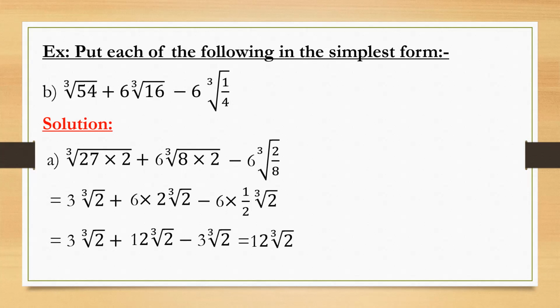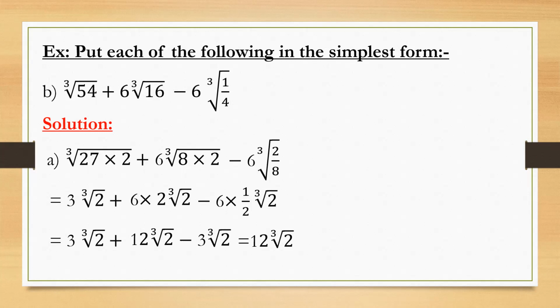Again, here I have this exercise: cubic root of 54 plus 6 times the cubic root of 16 minus 6 times the cubic root of 1 over 4. Here I distribute 54 to 27 times 2. 27 has a cubic root, which will be 3. So I'll put 3 cubic root 2 plus 6 cubic root 16. 16 will be 8 times 2, so 6 multiplied by the cubic root of 16 is 8 times 2. So the cubic root of 8 is 2.